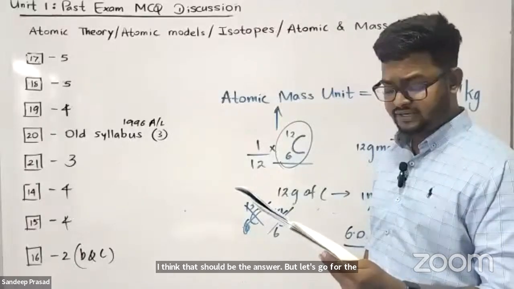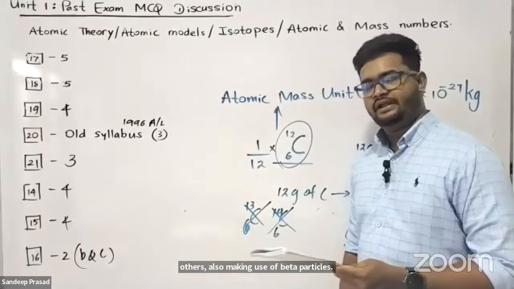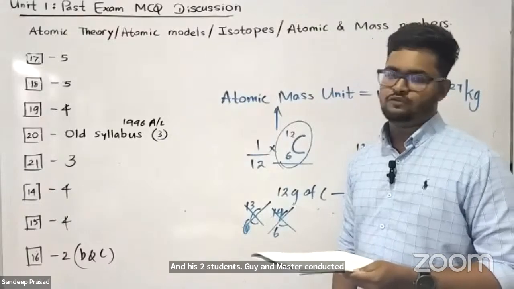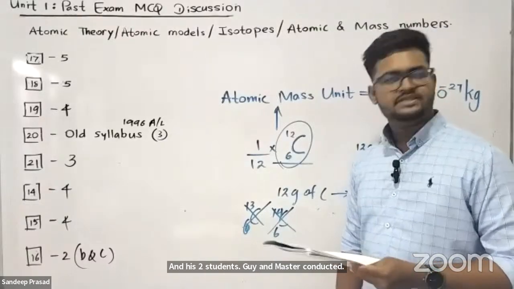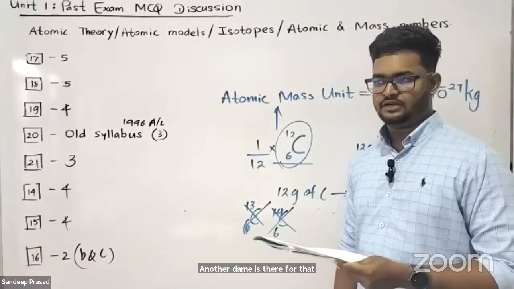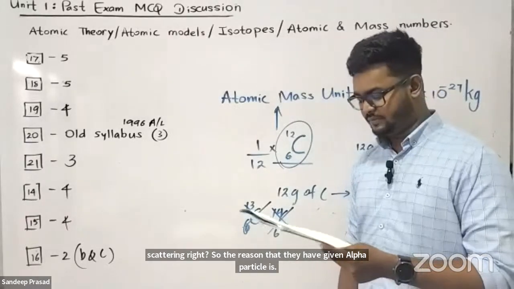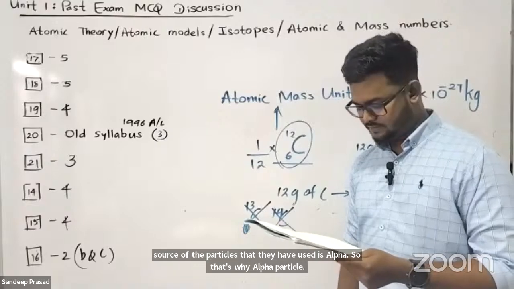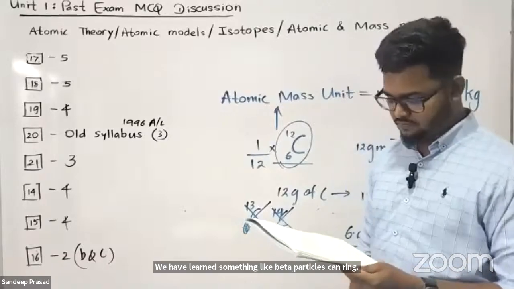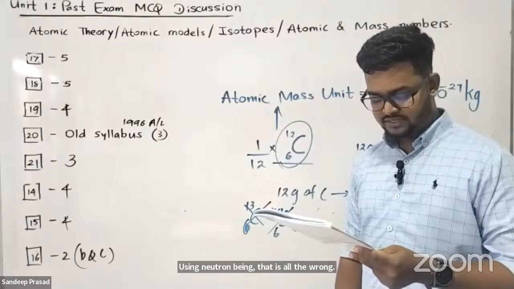Making use of beta particle scattering. We haven't learned something like that. We have learned that Rutherford and his two students, Geiger and Marsden, conducted an experiment known as the gold foil experiment. Another name for it is the alpha particle scattering experiment. The reason is that the source of the particles they used is alpha, so that's why alpha particle. We haven't learned beta particle scattering, so that's wrong. Using high speed electrons, wrong. Using neutron beam, also wrong. Making use of alpha particle scattering.